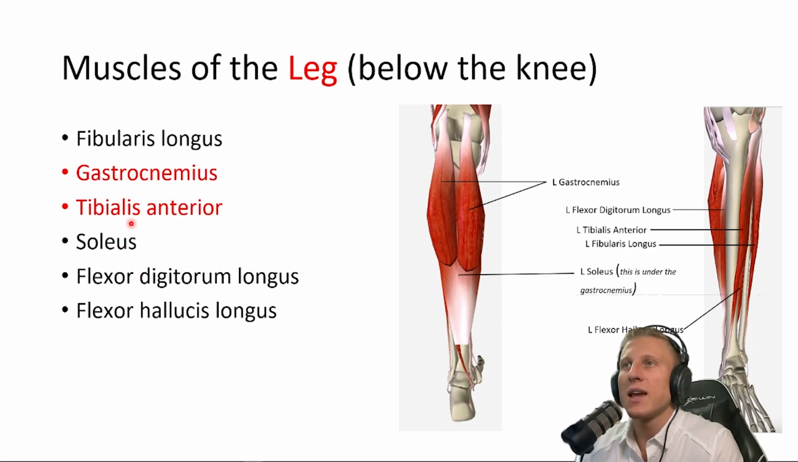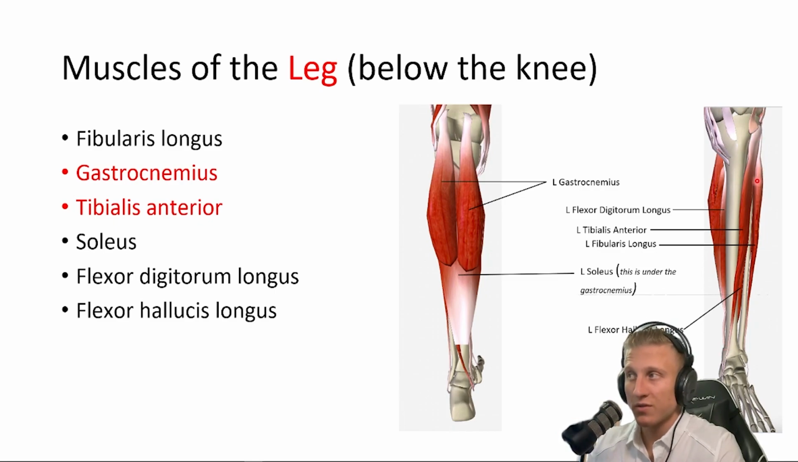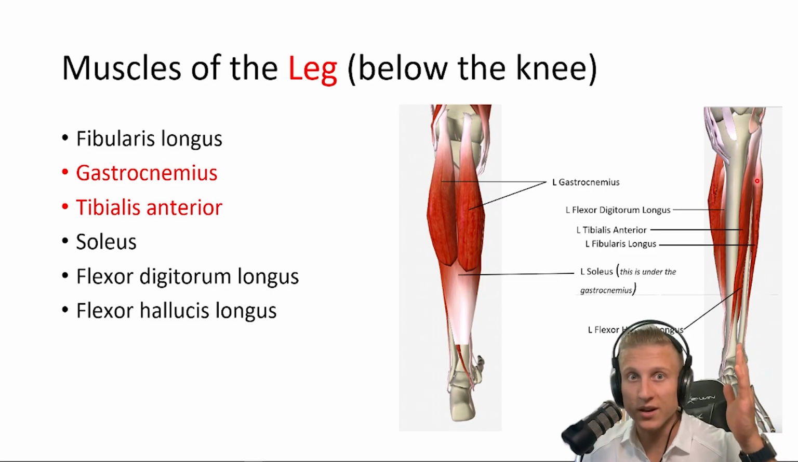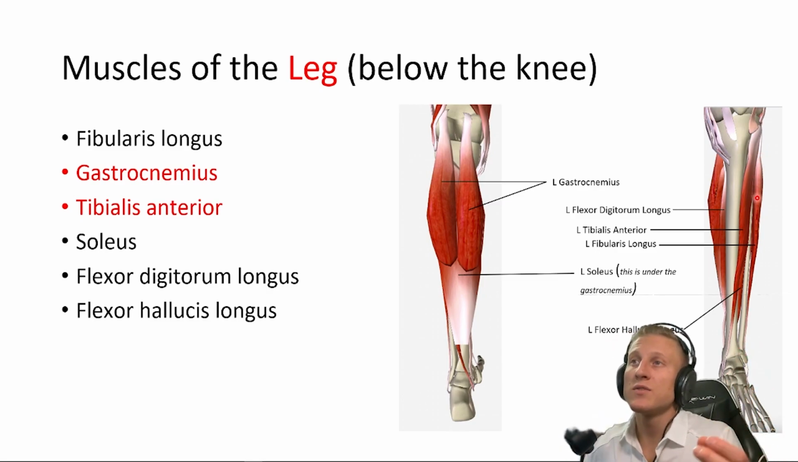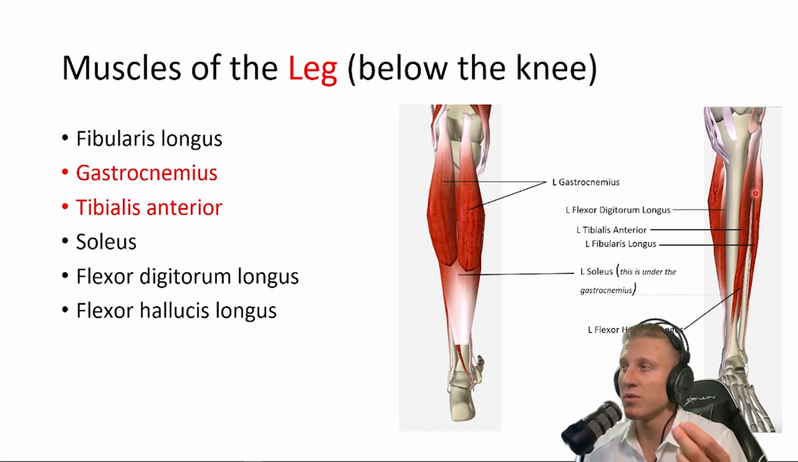Then we have the tibialis anterior. Tibialis anterior is this guy right here, running next to your tibia, as the name suggests. So like we have the fibularis longus next to the fibula, we have the tibialis anterior, which is on the anterior surface of the tibia. Crazy, I know. Minor cases of shin splints are sometimes associated with minor trauma to the muscle fibers or to the connective tissue attaching the tibialis anterior to the tibia itself. Severe cases of shin splints are oftentimes microfractures in the tibia itself from impact.